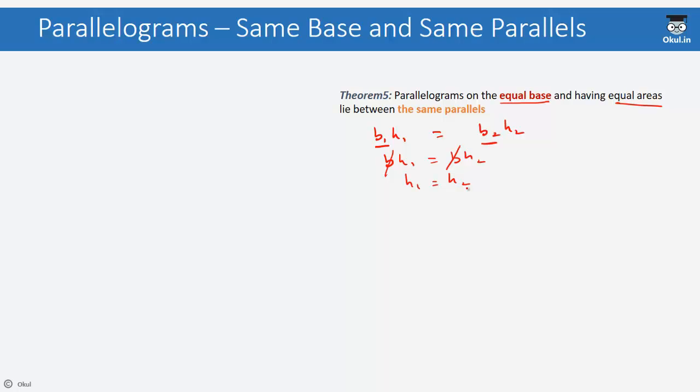That is, height of both the parallelograms should be equal, and this can only be possible if they lie between the same parallels. Therefore, on rewriting the above theorem, we get: parallelograms on the same or equal base and having equal areas lie between the same parallels. Therefore, the addition here is that the bases are equal.